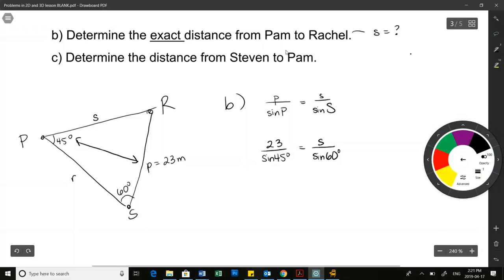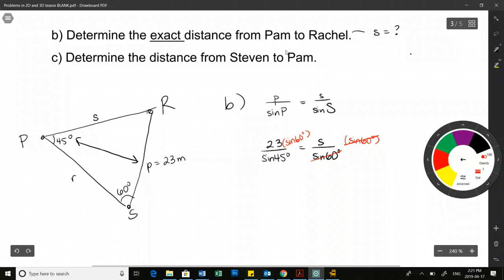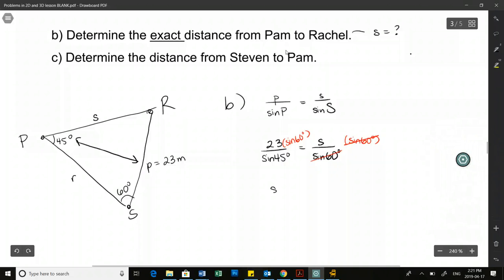Okay, in order to get S by itself, I'm going to multiply up the sine of 60. Should you use the special triangle? Yep, we're going to do that as well. So we're not calculating on our calculator yet. I'm just isolating for S right now.